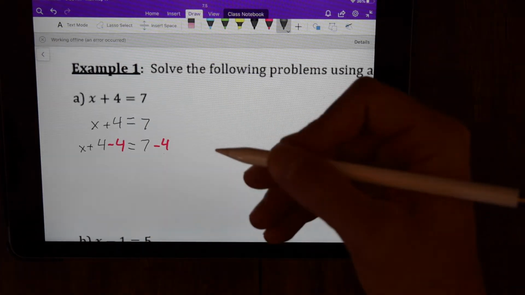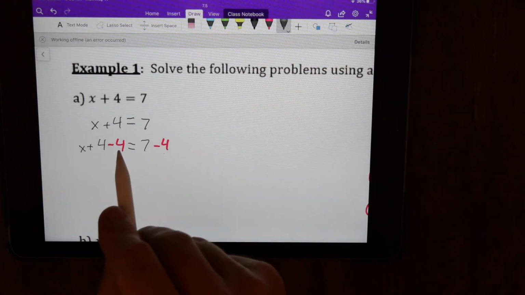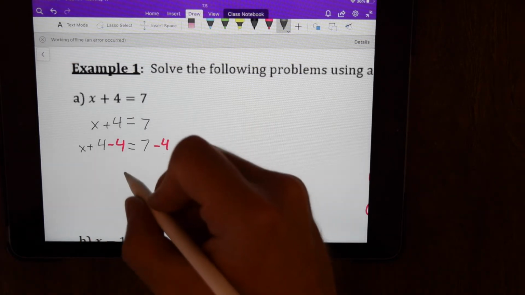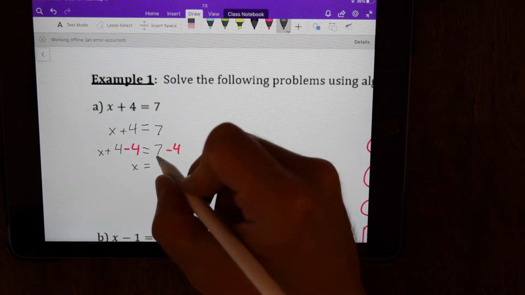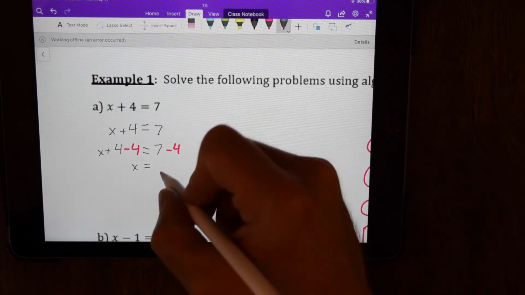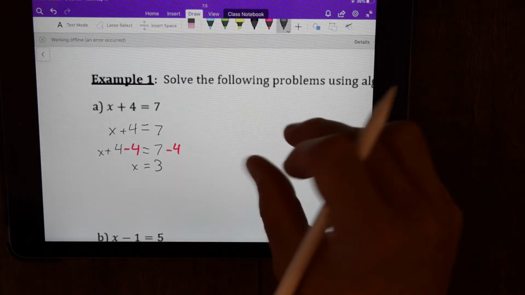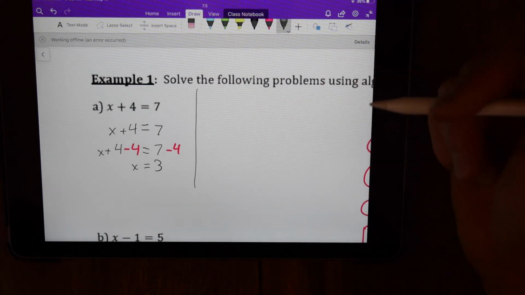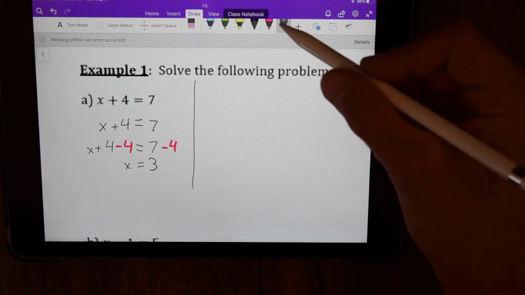And then I simplify by doing the operations that I have. The whole reason why I subtracted 4 was to get rid of this plus 4. So I'm left over with just x equals, and 7 minus 4 is 3. There we go. We could have seen that before without doing any algebra work. But like I said, we're learning how to write down our work properly, to communicate it properly using mathematical notation.